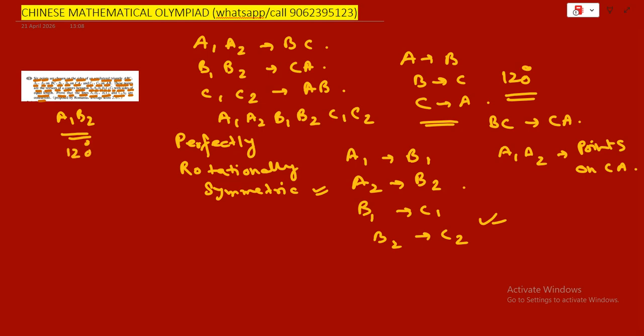Now look at line A1B2. Apply a 120-degree rotation. So A1B2 becomes B1C2. Now apply again, B1C2 becomes C1A2. So the three lines are rotations of each other. Now think, one line passes through some special point P. Then after the rotation, the image of P must also lie on the rotated line, right? But the rotation keeps the center fixed. So the only possible common point is the center of the rotation.